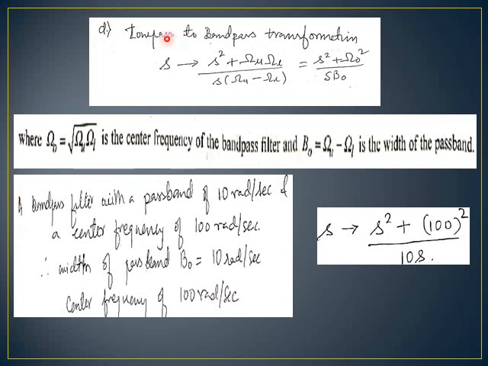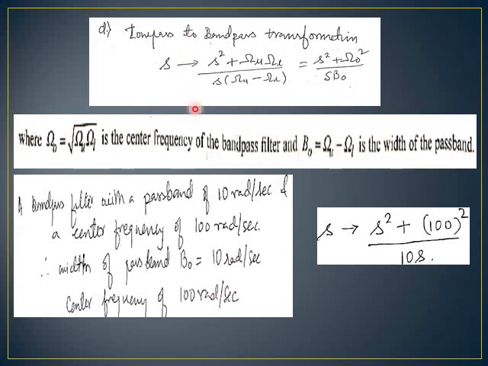Low pass to band pass transformation. For this transformation, we'll be using this formula. Here, omega u into omega l is nothing but omega naught square, and omega u minus omega l is nothing but B naught. So omega naught can be written as square root of omega u into omega l, which is the center frequency of the band pass filter. And B naught is equal to omega u minus omega l, the width of the pass band.